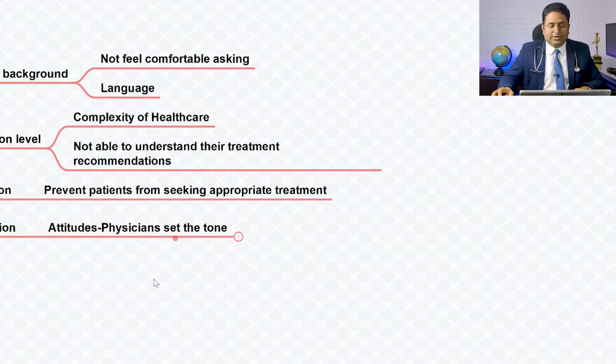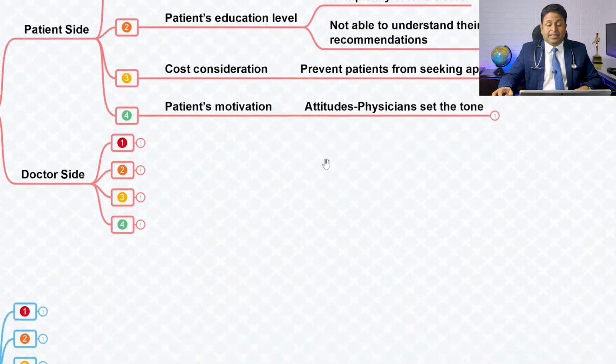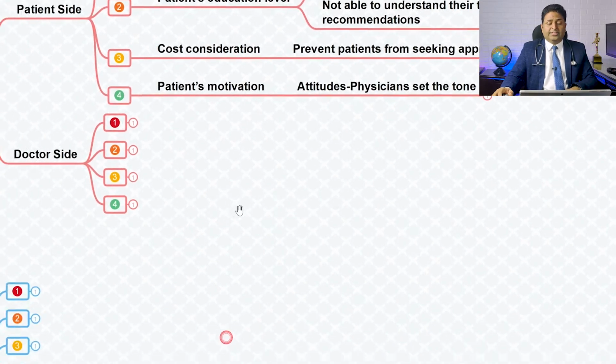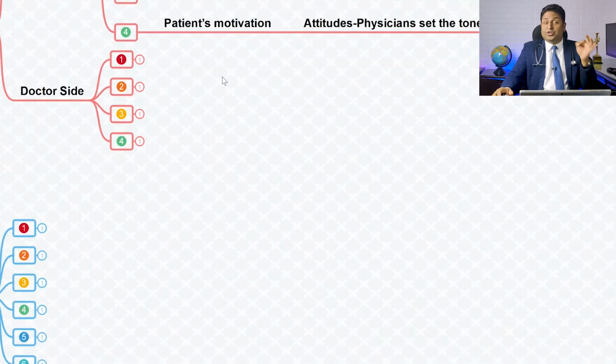So that's what we want. We want them to be actively involved in the treatment process, right? So those are the 4 things: patient's cultural background, patient education, cost consideration, patient motivation, right? That's the patient side.